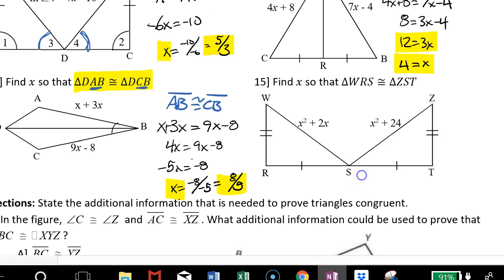Next problem. Question number 15, we want to show the triangle WRS is congruent to ZST. There's actually an error in this. This should actually say WSR congruent to ZST. Let's take a look at what congruency statement we can pull out of that. WS congruent to ZS. Let's go ahead and set those equal.